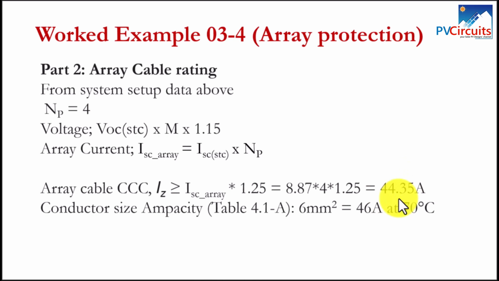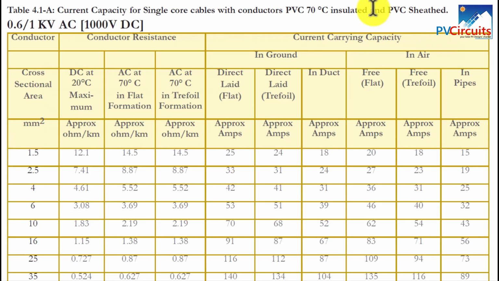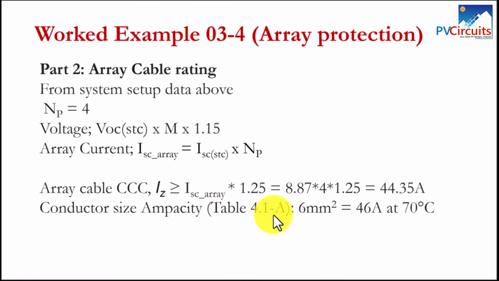So we move back to table 4.1a, looking for the cable that will carry 44.35 amps. Again, we move along this column, and we see that the nearest cable is 46 amps, and if we move to the left, we see that the cable size should be 6 millimeter square. So with that, let's move back to our problem. We've seen from table 4.1a that the cable that can safely carry this is 6 millimeter square.